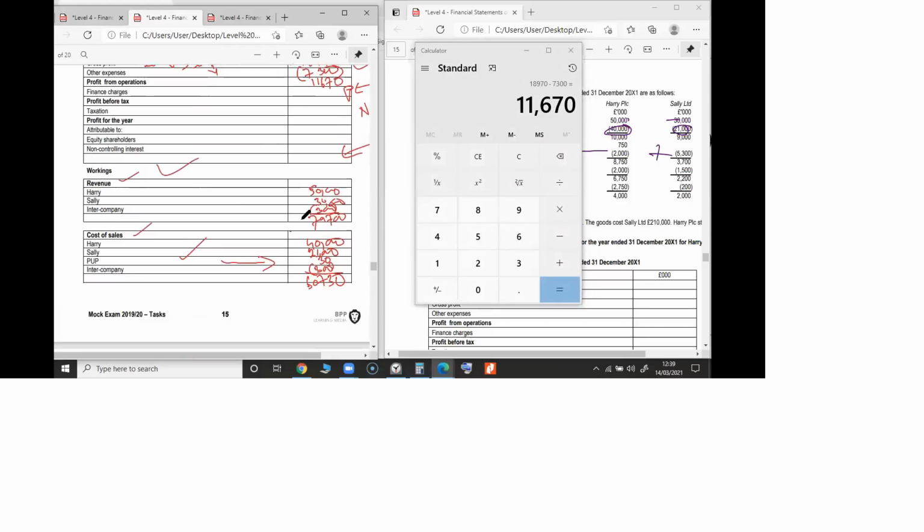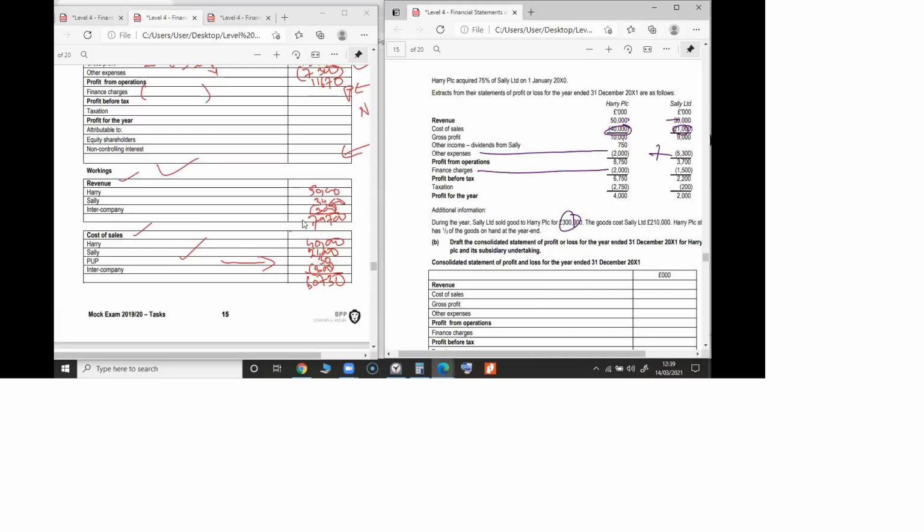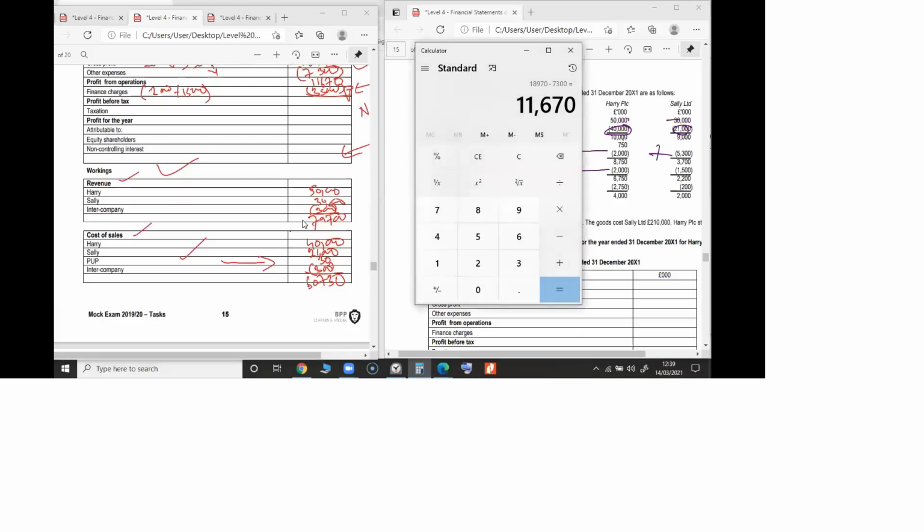All right. Then finance cost is nothing but adding up. I didn't see anything else here. The finance charges 2,000 plus 1,500, 3,500, right? How much is your profit before tax? How much is the profit before tax minus 3,500? 8,170. I hope you get the same figure.